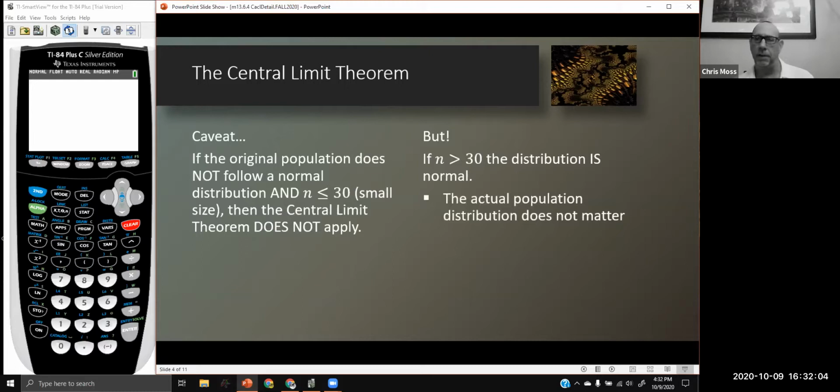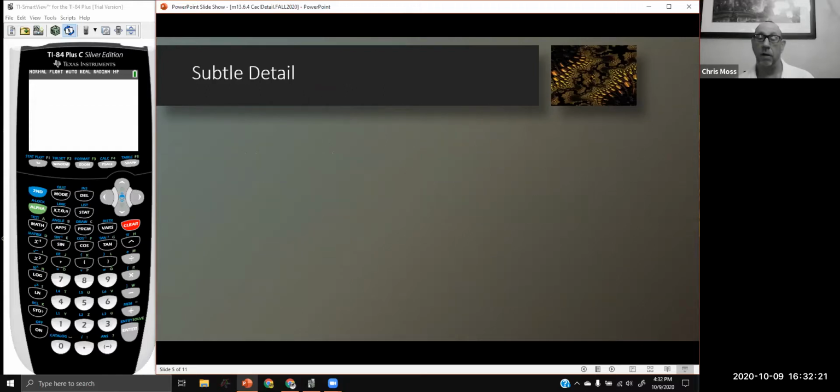The actual population distribution does not matter. Go like this, like this, like this. You make a histogram of the means, and you'll see that picture. And this is also why a reasonable sample size is so necessary. There's also some subtle detail in the wording of the questions.